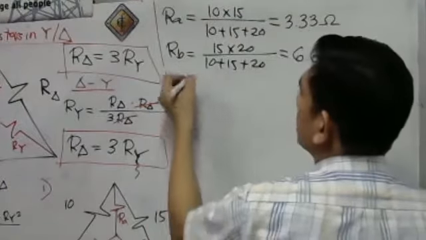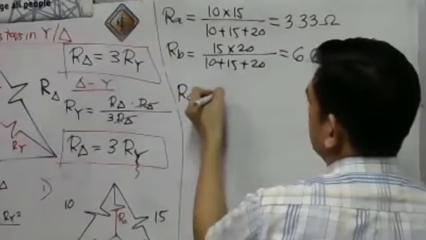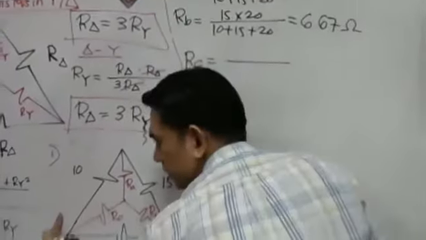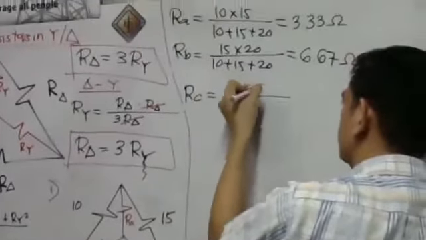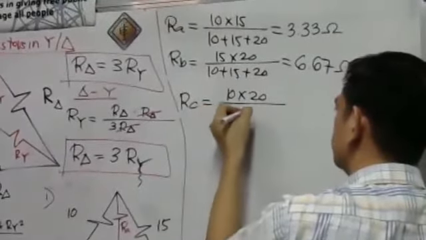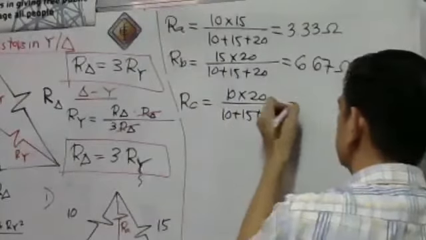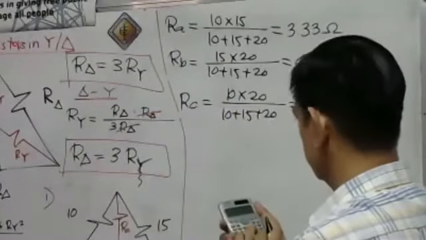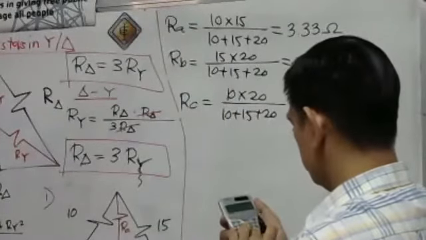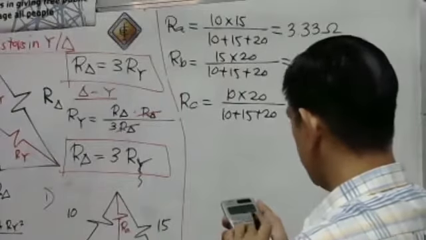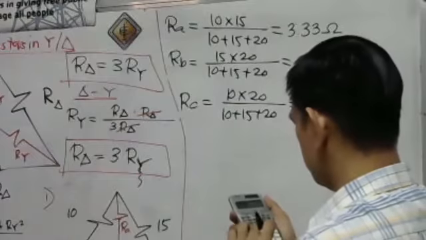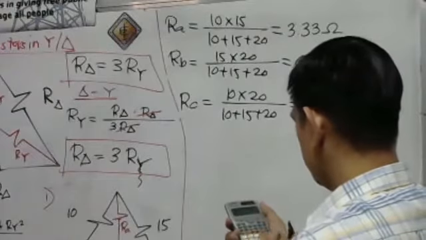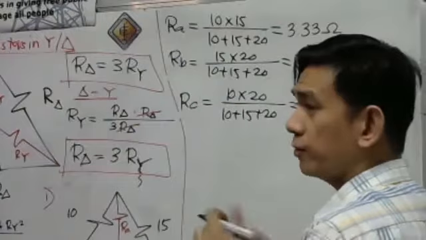Okay, what about our RC? This is our RC using our finger method. That is 10 times 20, all over 10 plus 15 plus 20. So 10 times 20, then divided by 10 plus 15 plus 20, that is equal to 4.44.